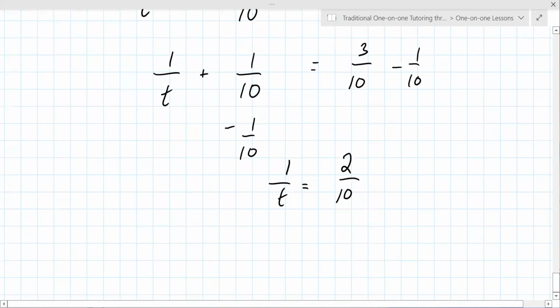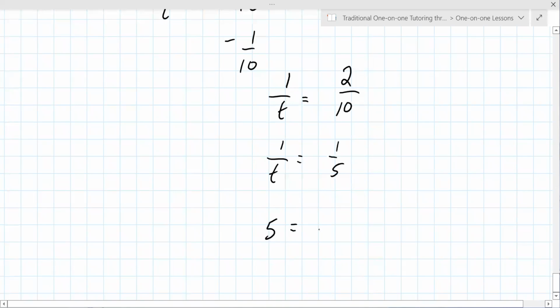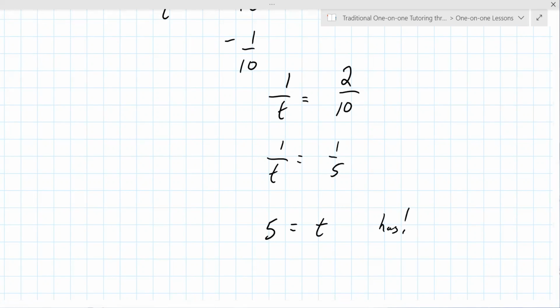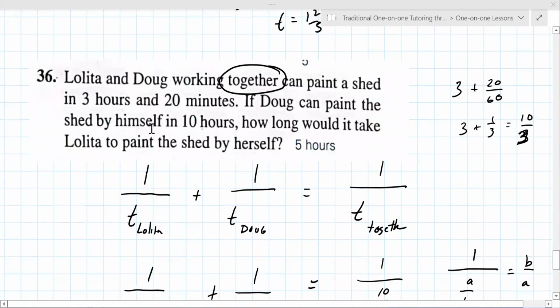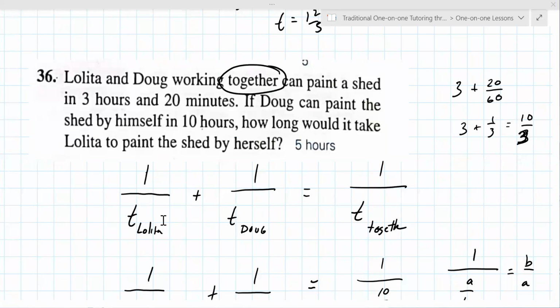So you can look at this as 1/5, or you can cross multiply and you get 5 equals T, which is what we expected. Don't forget your units: 5 hours. So it takes Lolita half the time it takes Doug to paint the shed. But when they work together, it's not then further gone down by half. These aren't linear, and you should notice that because these aren't linear equations.